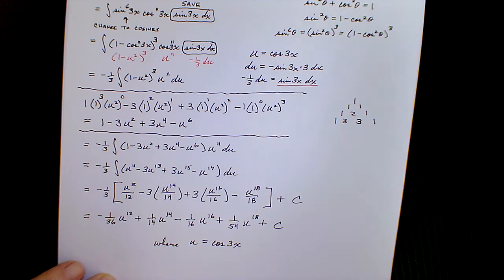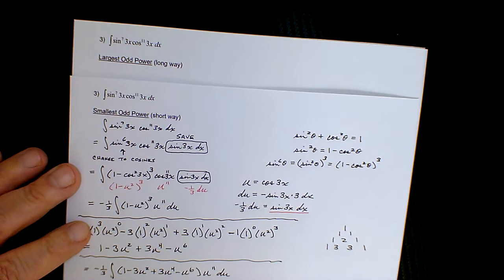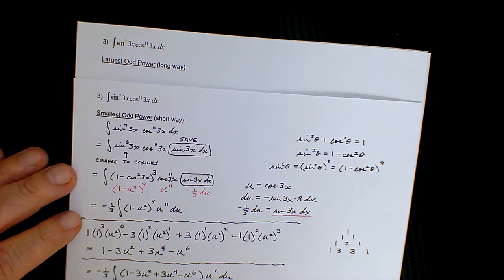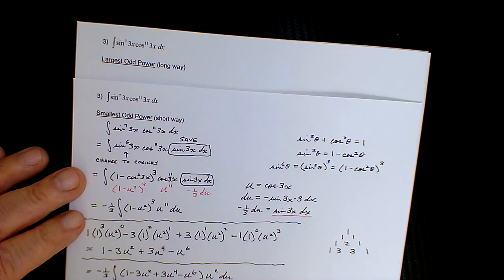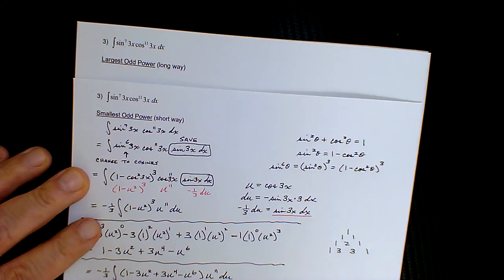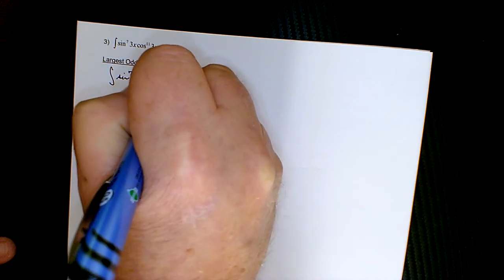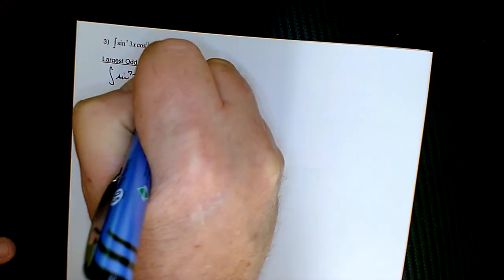Okay, so we'll finally finish up this lesson with an example now that shows the long way. So what if you had not realized that 7 was the smallest odd power and you chose to use the cosine as the odd power to focus on? Well, it's just going to be a little bit more lengthy, as we'll see. You get an equivalent answer. It's not going to look the same, but you can trust that it's equivalent.